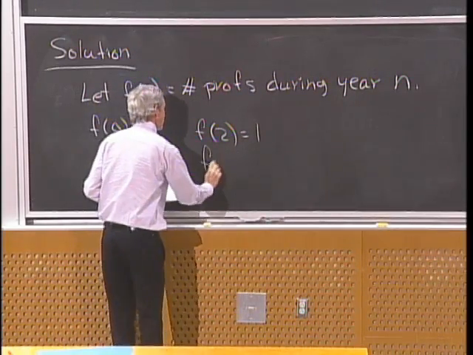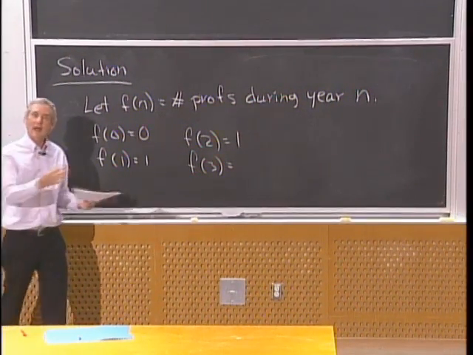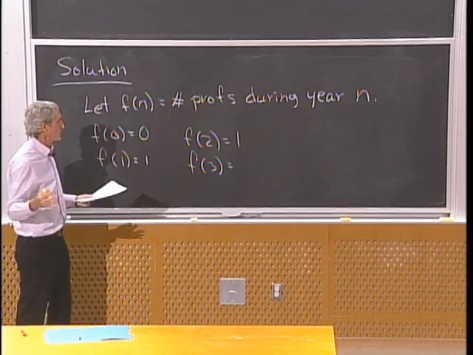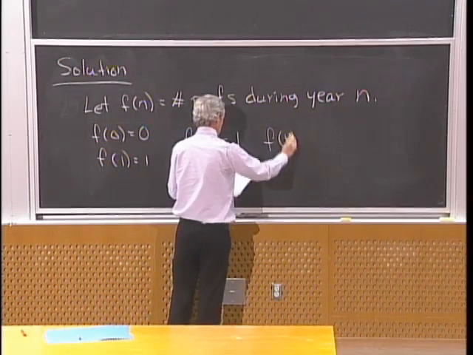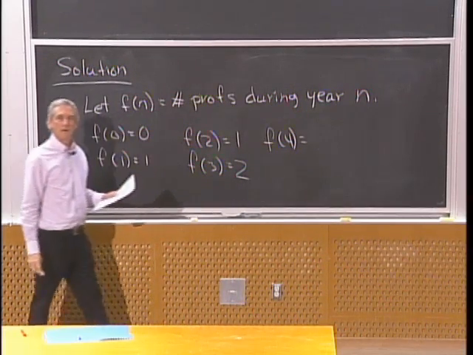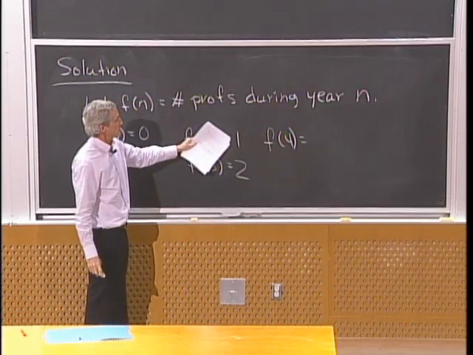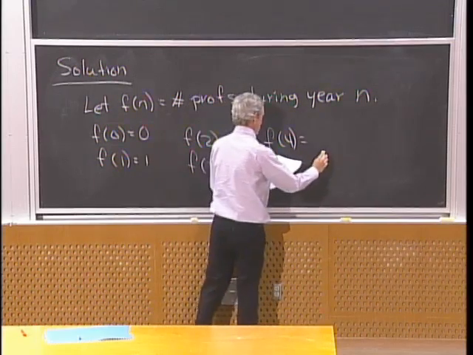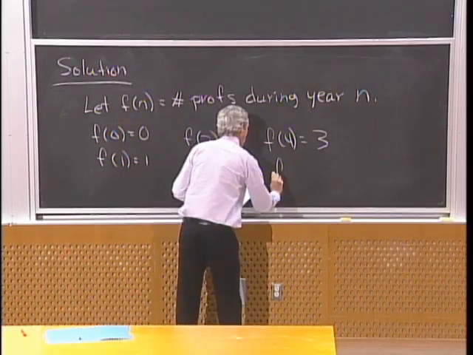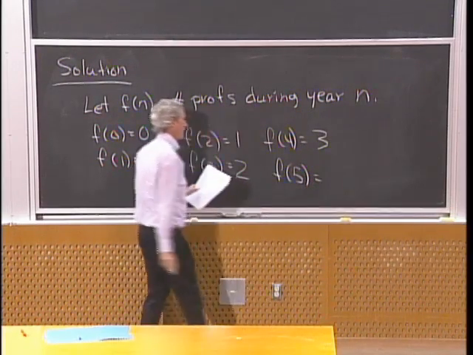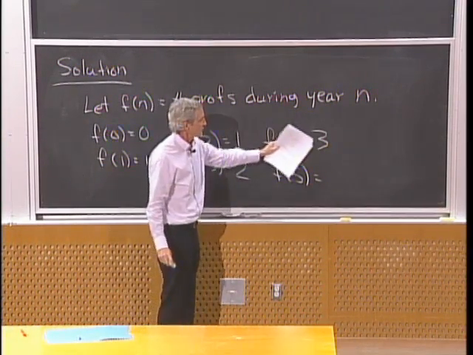What is f of 3? How many profs are there in year 3? 2, the one you had, and by that point, that one is old enough to produce a new one. All right, what's f of 4? 3, the 2 you had, and there was one who's been there 2 years to produce a new one. All right, and let's do one more. F of 5. 5. These guys produced one each, and you had 3 existing.